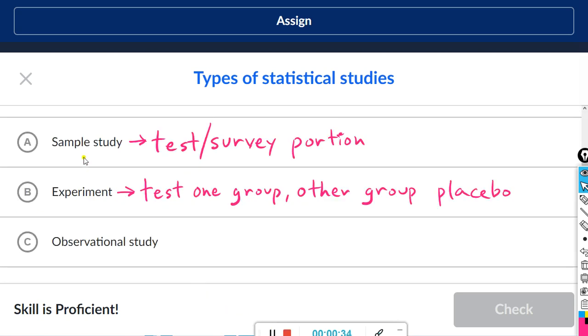So for the types of studies, the three choices are sample, experiment, and observational. In a sample study, you basically test or survey a portion of the population. In an experiment, you test one group and the other group gets a placebo. A placebo would be like a fake version of whatever you gave to the one group, like an aspirin pill or a drink or something along those lines. And an observational study is basically what it sounds like. It's when you just sit back and observe.